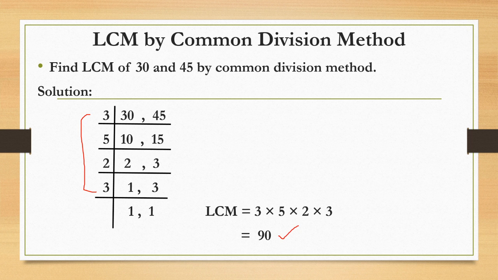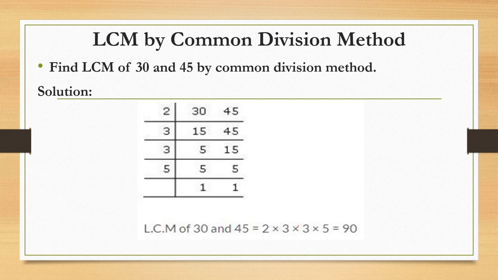Let me show you another way of doing LCM by the common division method. You can find LCM by dividing by the smallest prime number. The smallest prime number is 2. When you divide 30 by 2, you get 15. But we know that 45 is not divisible by 2, that's why we have written 45 as it is.